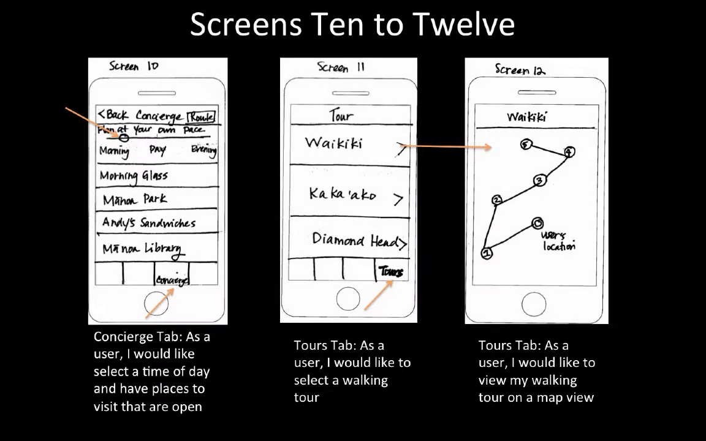Now we're going to move into the Concierge tab. So we're in the Concierge tab of the app. In screen 10, the user is able to use a slider, which if you recall is a control or UI element. So this is a slider here.